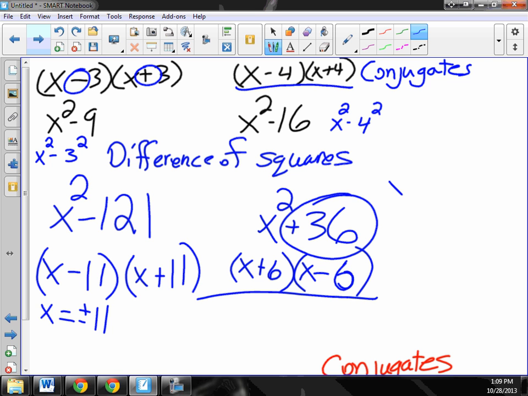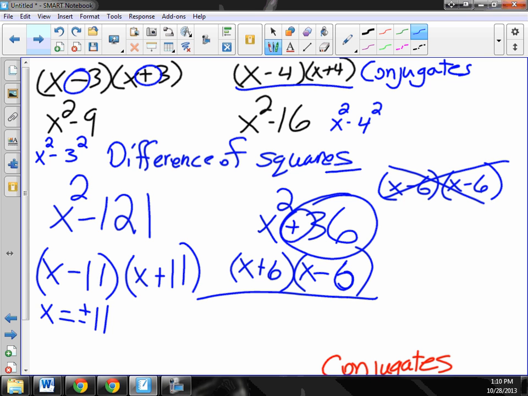Well, let's try both negative. Will that give me a positive 36? Yes. Will the middle term cancel? No. So that didn't work either. So we tried 3 different times and it never worked. How are we going to factor that? You could do plus or minus, but then this would be a negative.